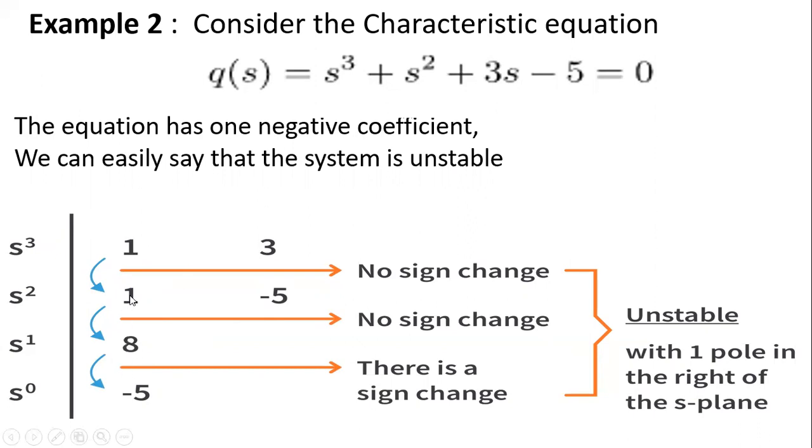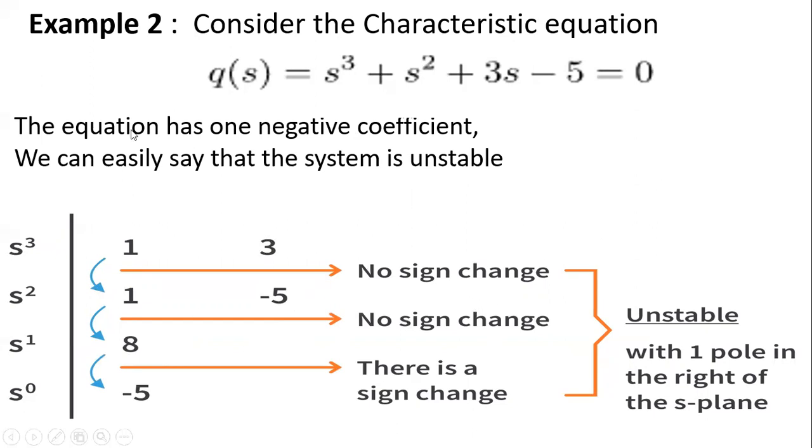So how do we get this? We get 1 into 3 minus 1 into minus 5, divided by 1, that is 8. And then from here we get 8 into minus 5 minus 1 into 0, divided by 8. So we get minus 5. If we see the first column, there is a change of sign in the first column. So the system is unstable, and there is one sign change, so there is one pole in the right half of the S-plane.